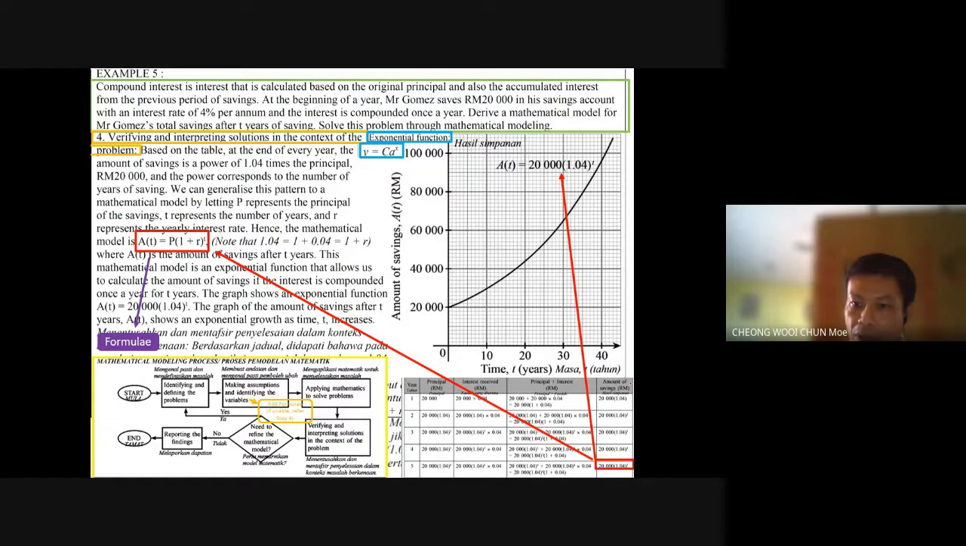So we start off here with amount of savings, and this one is years. Usually the years we put on the x-axis. So we start off with amount of savings 20,000. You can multiply and see: 20,000 times 1.04, you get 20,800. Power 2, 21,000.